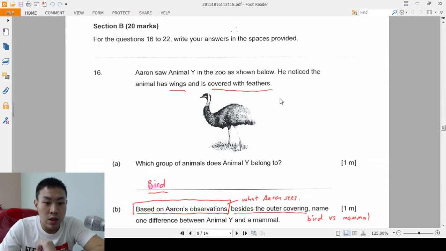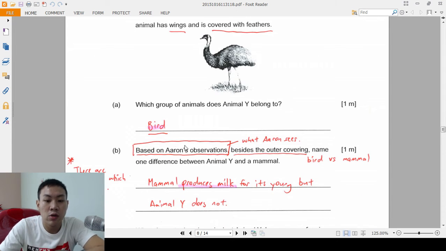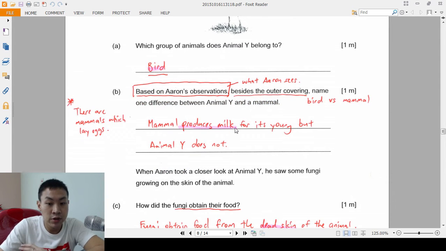Now, section B. Question 16. This animal has wings and is covered with feathers. So obviously this is a bird. So based on Aaron's observation, what does Aaron see? Okay, besides the outer covering, name one difference. So now we're comparing the difference between a bird and a mammal. Mammal produces milk for its young, but animal Y does not. Okay, if you mention laying eggs, that's not true because there are mammals which lay eggs. But it's very clear that mammals produce milk. This is a very clear characteristic of mammals that birds do not have.